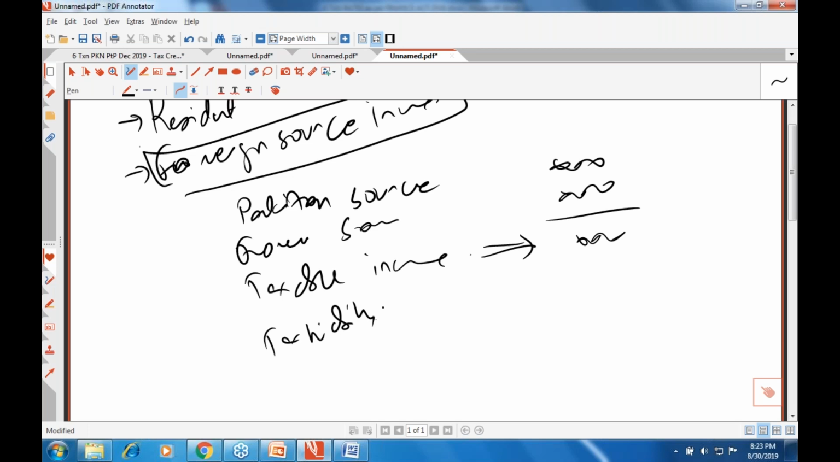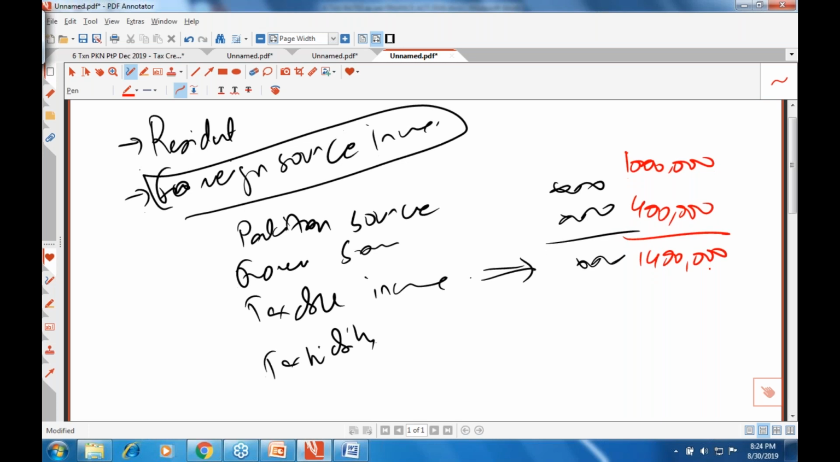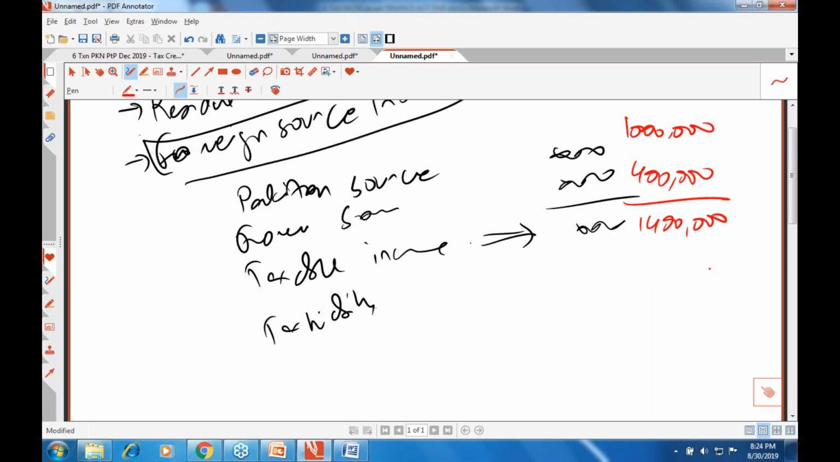Let's say you had Pakistan source income of 1 million and the foreign source income was 400,000. So this 1.4 million turns out to be your total taxable income. The tax liability is computed on this 1.4 million, and let's say it turns out to be 100,000.